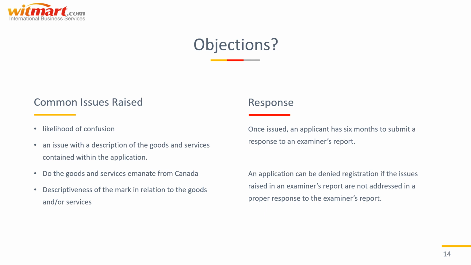In Canada, only the applicant or a registered trademark agent working on behalf of an applicant can submit these responses to an examiner. Once issued, an applicant has 6 months to submit a response to an examiner report. If the response is found to be satisfactory, the application will proceed to the next step of registration. If the response to the examiner's report is not satisfactory, the applicant will either receive a further examiner report or an outright refusal will be issued.